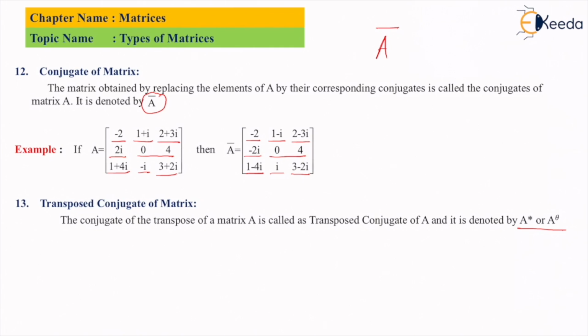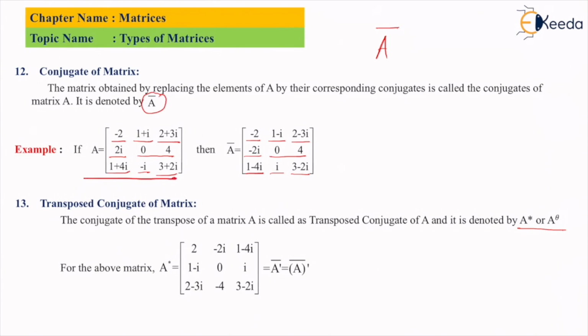As the name suggests, what we have to do is first take the conjugate and then the transpose, or vice versa. So here I'm taking the example which we have taken for the conjugate of a matrix. Now let's find the transpose conjugate. For the above matrix A we already got the conjugate. Now I'll just take the transpose of that. A bar is there, I'm just taking the transpose of that, and guys this is nothing but A star or A theta.